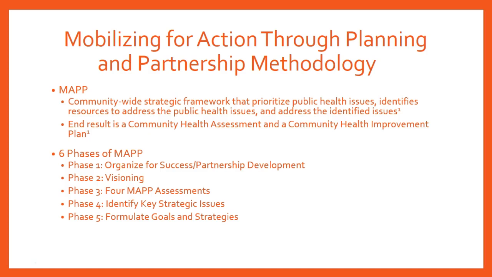The 5th phase is formulate goals and strategies. During the Formulate Goals and Strategies phase of the MAP process, participants take the strategic issues identified in the previous phase, phase 4, and formulate goal statements related to those issues. They then identify broad strategies for addressing issues and achieving goals related to the community's vision. The result is the development and adoption of an interrelated set of strategy statements.